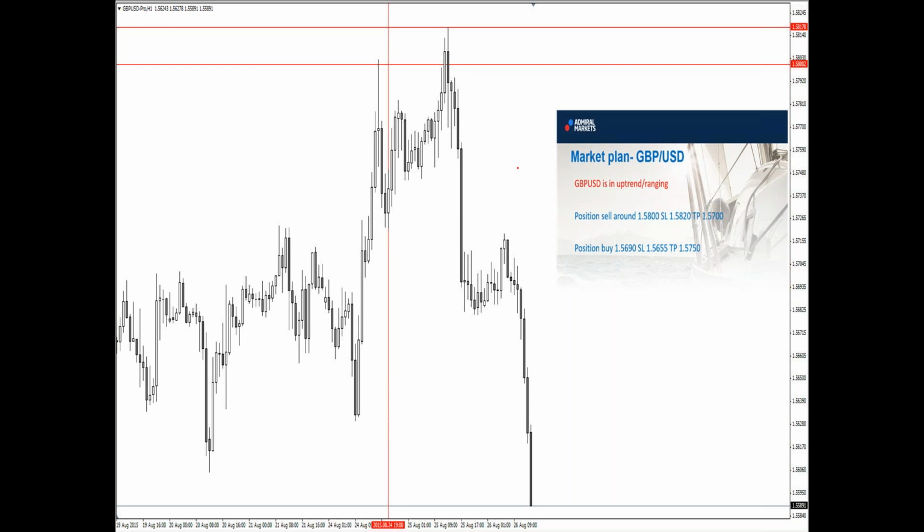Pound dollar. Well, what about pound dollar, guys? Unfortunately, I tweeted that you should close your position after it hit our entry price. Some people listened to me and they booked something like 20 pips of profit, but some people who didn't listen to me made 100 pips of profit.